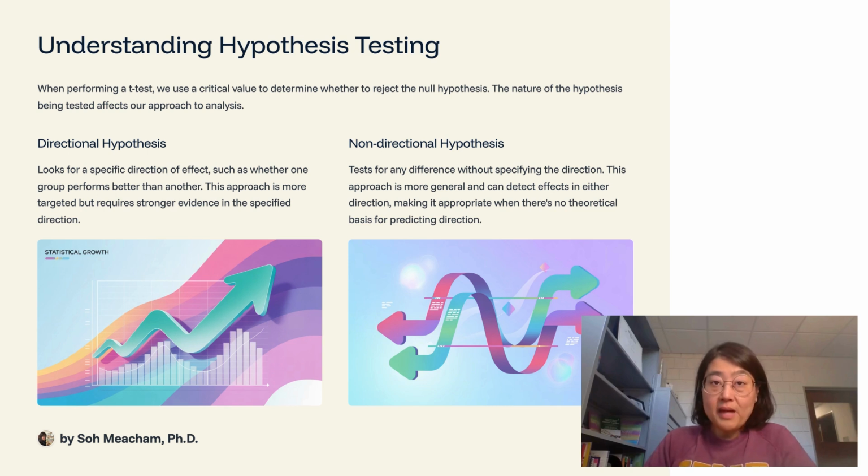Now let's discuss hypothesis testing. When we perform a t-test, we often have a critical value that helps us determine whether to reject a null hypothesis. If the hypothesis being tested is directional, it means we are looking for a specific direction of effect, such as whether one group is greater than another. This is opposed to a non-directional hypothesis, where we are simply testing for any difference without specifying the direction.